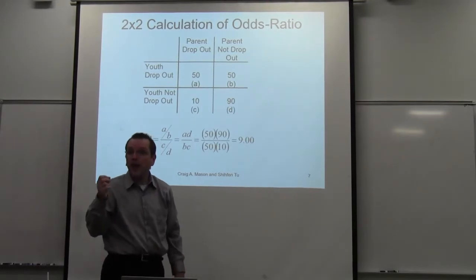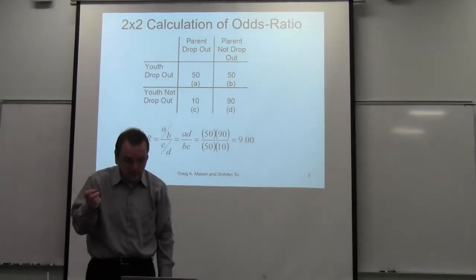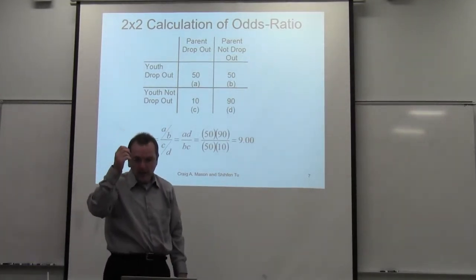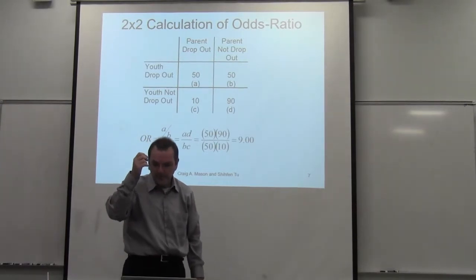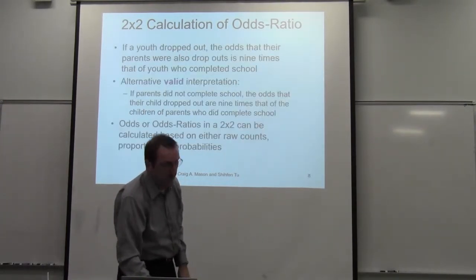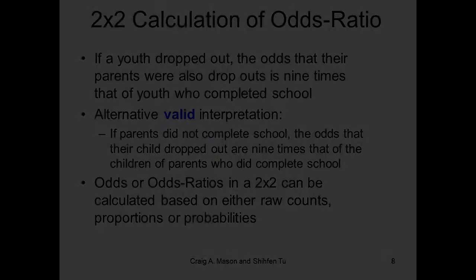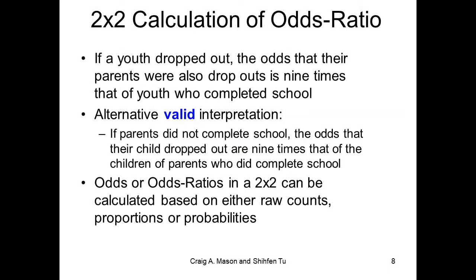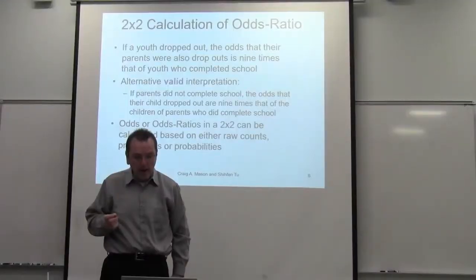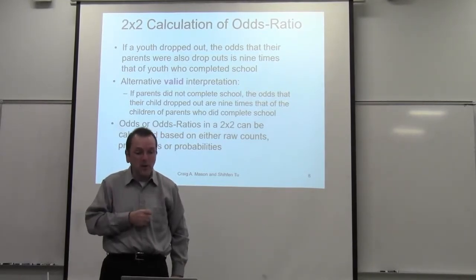And how we interpret that is, I got it right here. If a youth dropped out, the odds that their parent also dropped out is 9 times that of a youth who did not drop out, or relative to youth who completed school.